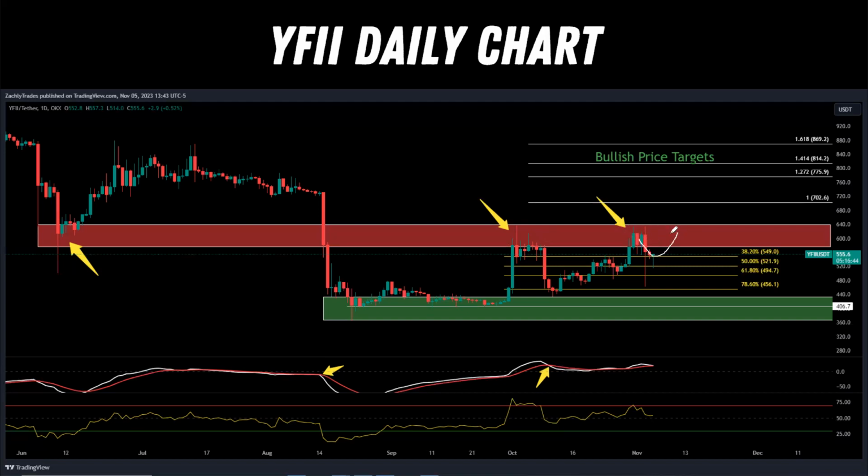If we can get that strong body candlestick, we'd look for essentially a break and retest of this zone to push higher to our bullish price targets of 702, 775, 814, and 869. That's going to be the range and targets of bullish price targets to the upside if we can break through that 640 overhead supply zone. But if we end up getting that bearish MACD crossover, which is what we need to be cautious of, 549, 521, 494, and 456, those are going to be your major areas of support.